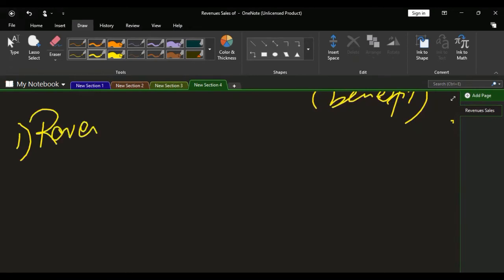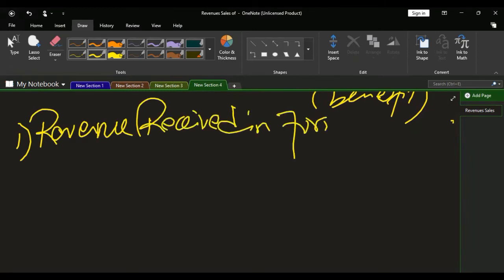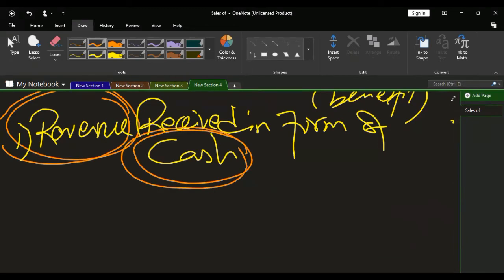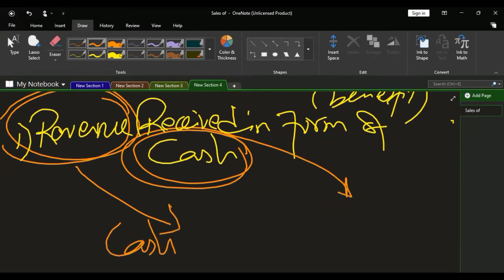Revenue received in the form of cash. If after providing your services or after selling the product you receive cash in return, then it will create two impacts on the business. Firstly, the cash of the business will increase.